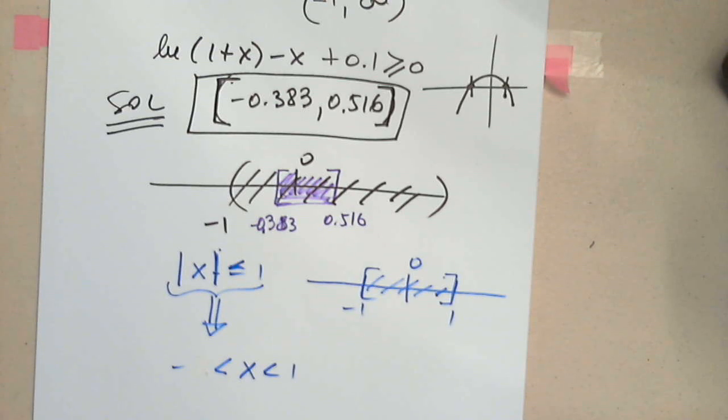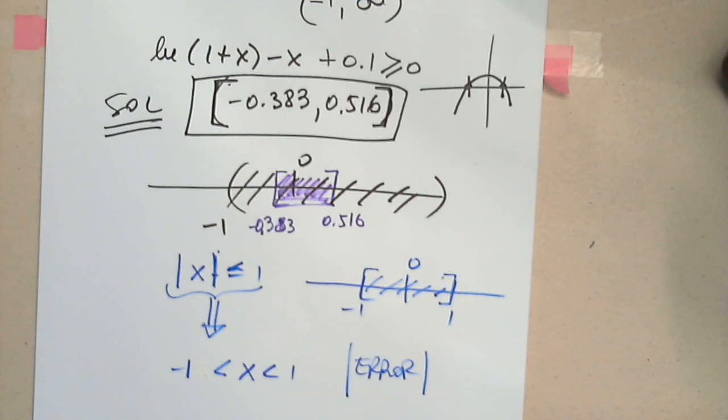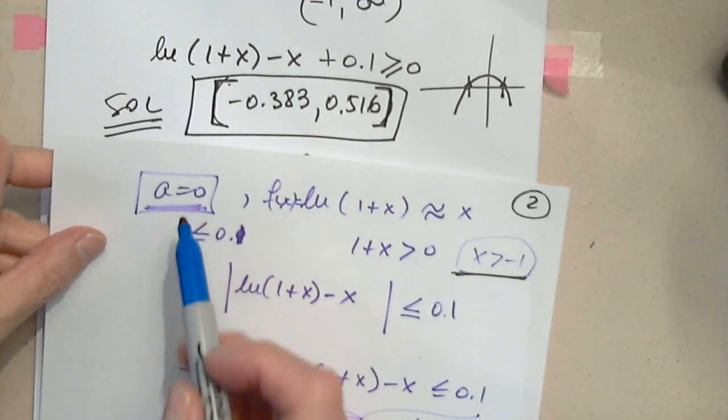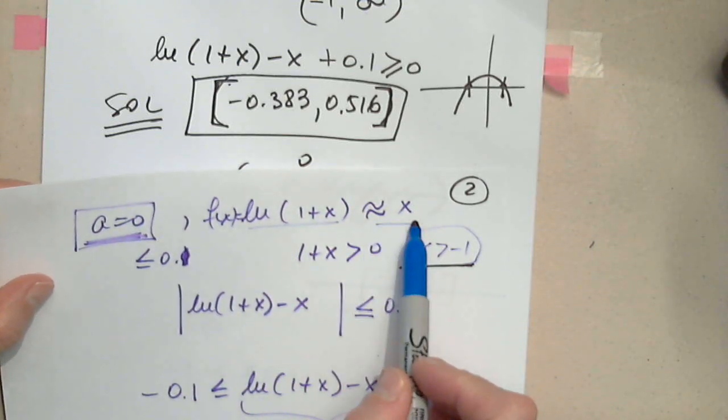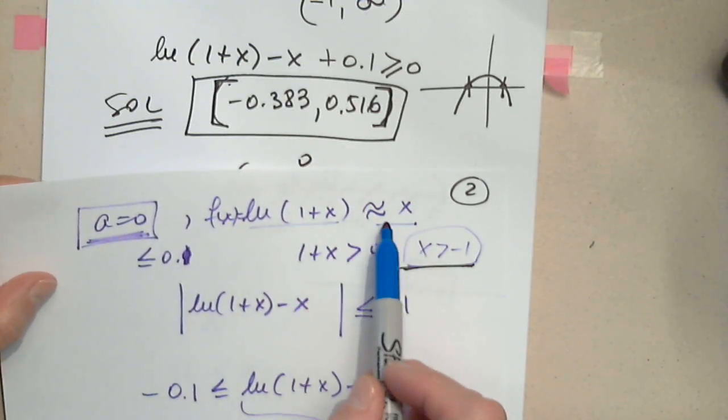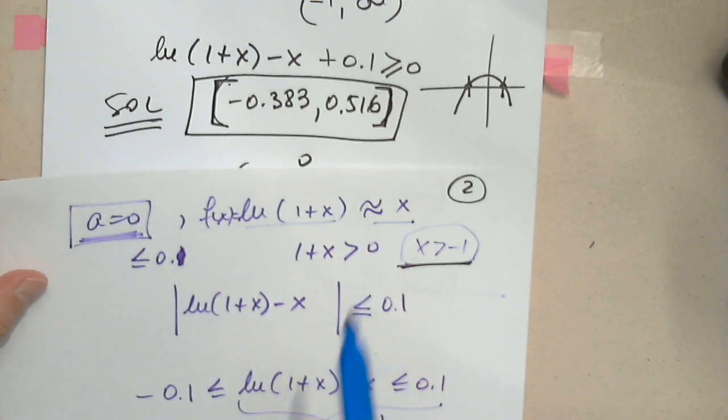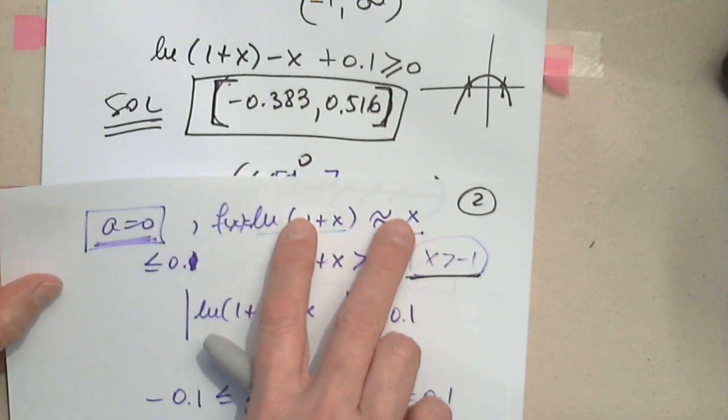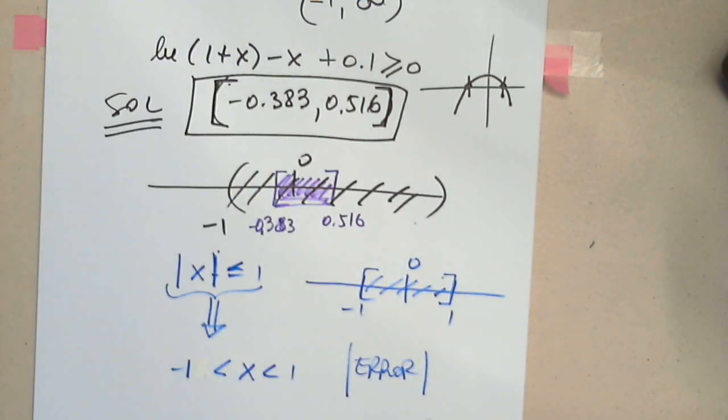Since we were trying to determine the x values for which the error between the two functions, we know that they are not equal. Near 0, these two are not equal. They are approximately equal, but they are not equal. So if I want to determine the error between these two, I subtract one from the other, and that's the error. And the error, we want it to be less than 0.1.